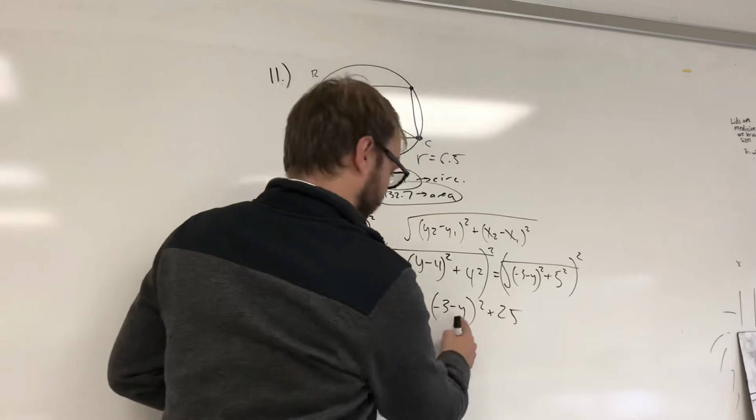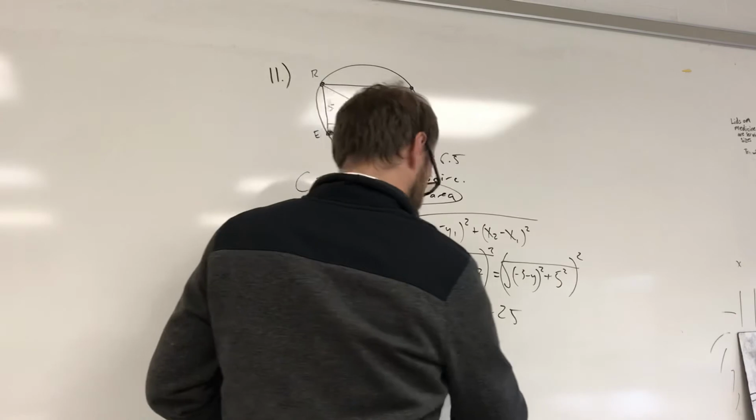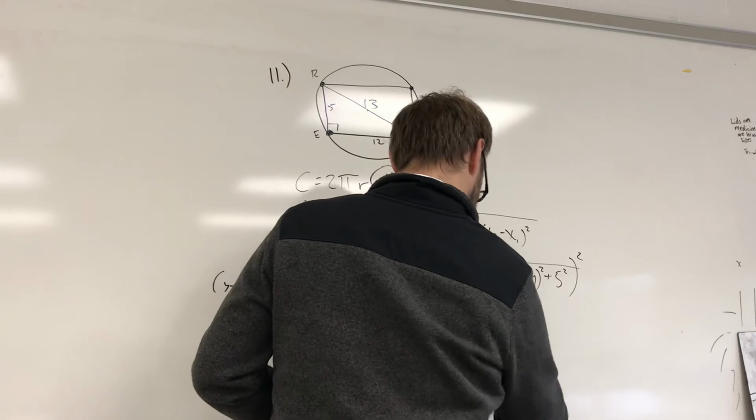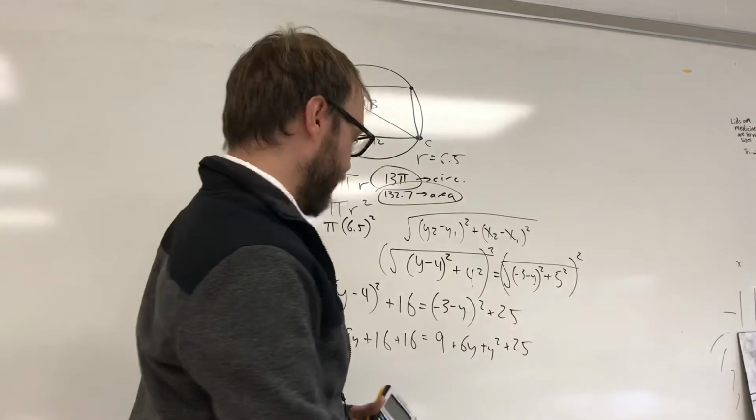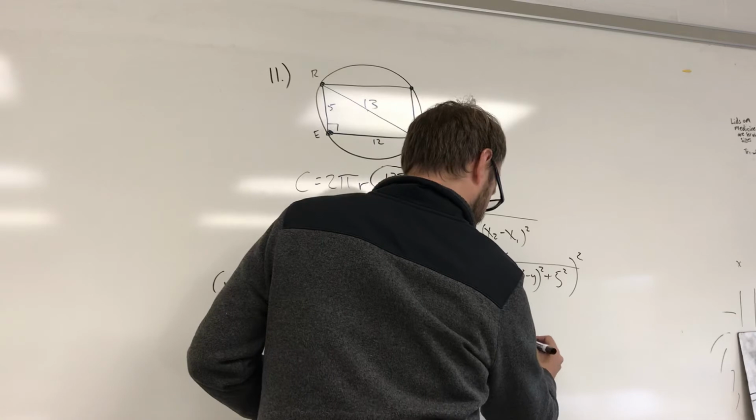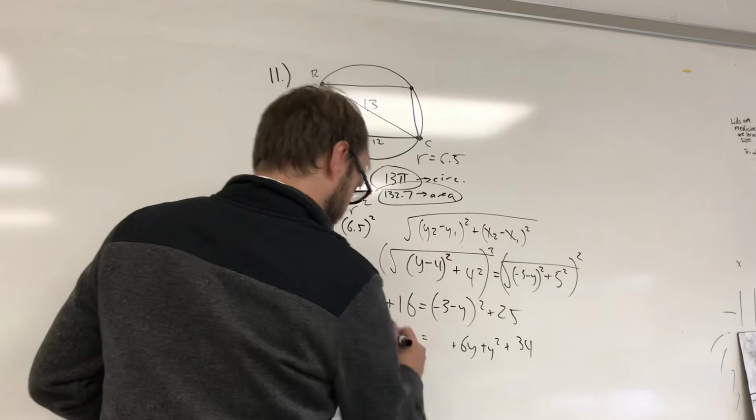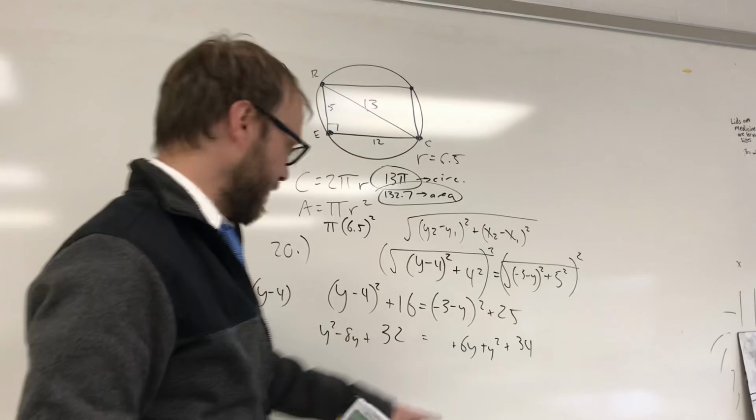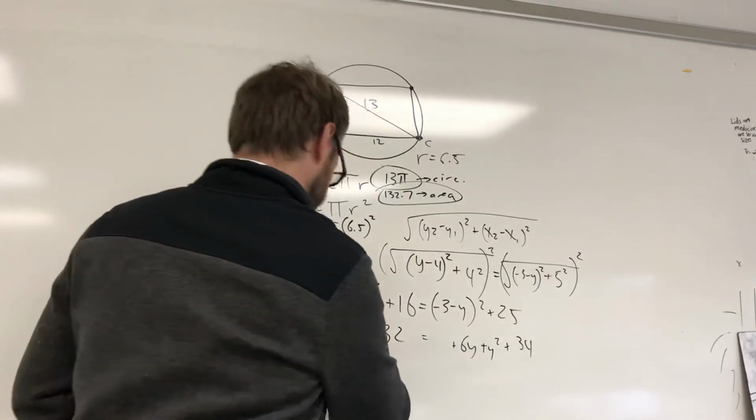Over here, it's -3 minus y times -3 minus y. That's going to end up giving us 9 plus 6y plus y squared plus 25, okay? 25 plus 9 is 34. So we're going to give a 34 here. We're going to get 16 and 16 is 32 over on this side. And anyway, I want to get everything on the same side of the equation. And if you notice something, you've got a y squared and a y squared. You can subtract y squared from both sides of the equation. Those are going to drop out.